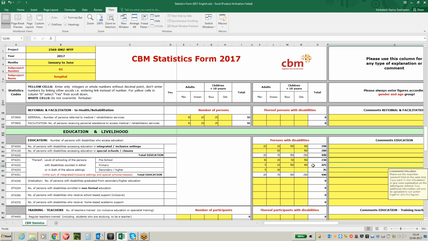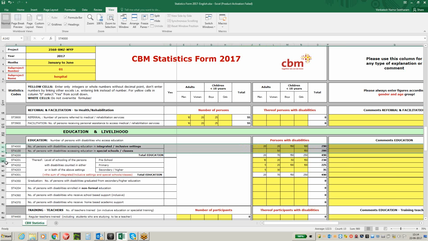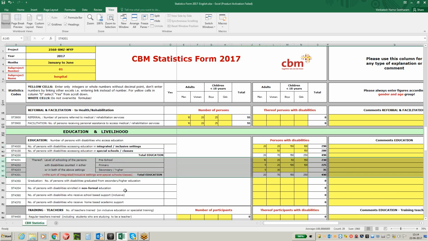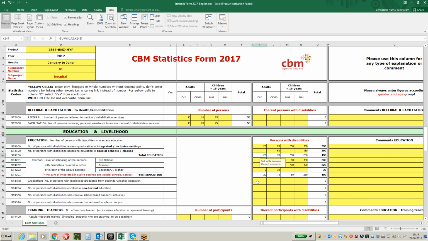Very simple. The thing is, the first part is asking whether this is a special school environment or whether this is like an inclusive setting, inclusive environment. And the second part is asking about the level of schooling they are in. It's like two different dimensions. One, integrated or special schools, and the other is of those who are in pre-primary or secondary. So what is their level of schooling?